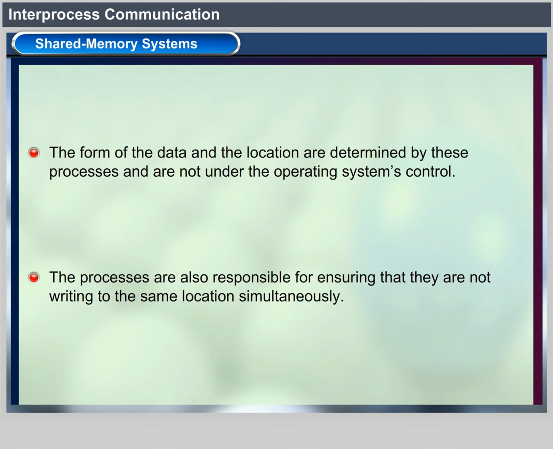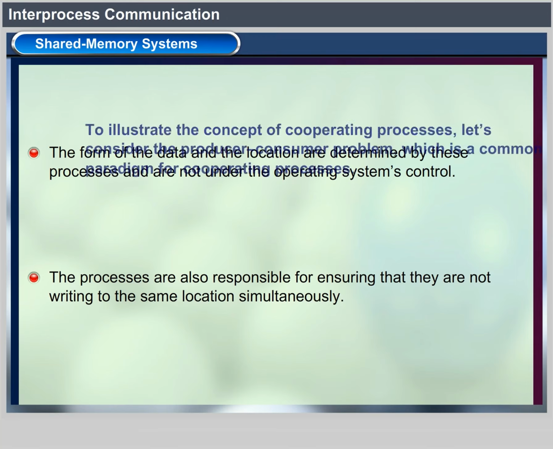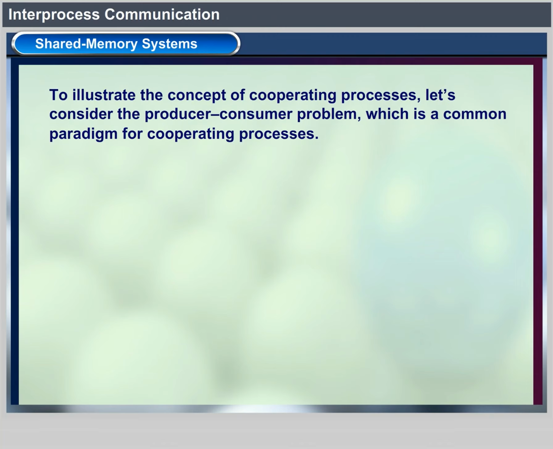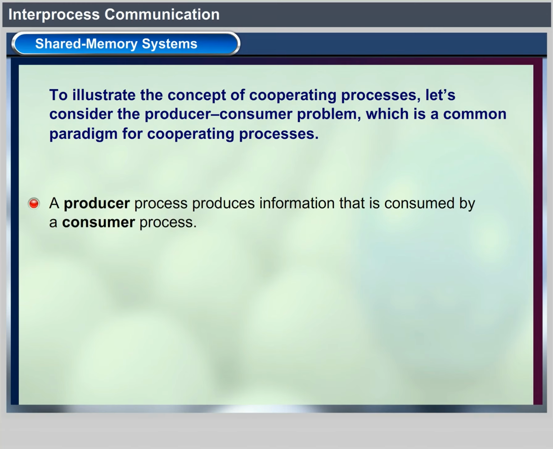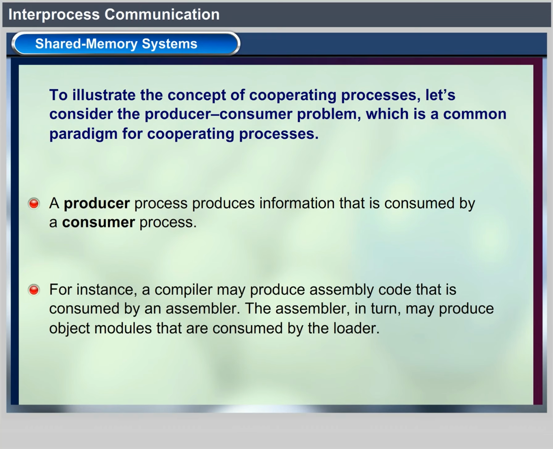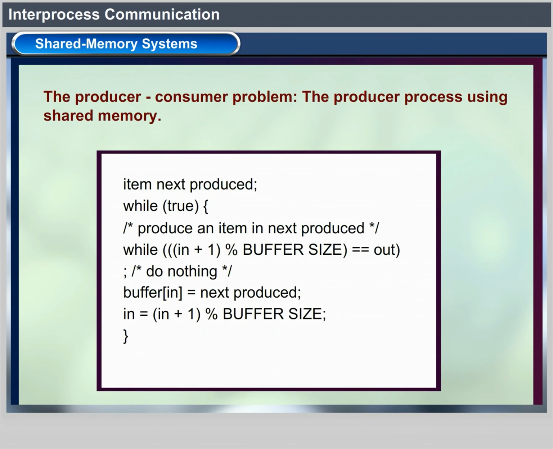To illustrate the concept of cooperating processes, let's consider the producer-consumer problem, which is a common paradigm for cooperating processes. A producer process produces information that is consumed by a consumer process. For example, a compiler may produce assembly code that is consumed by an assembler. The assembler, in turn, may produce object modules that are consumed by the loader. The producer process using shared memory.